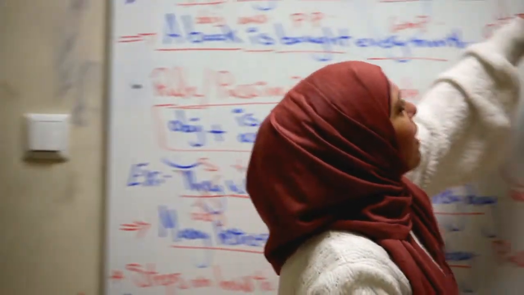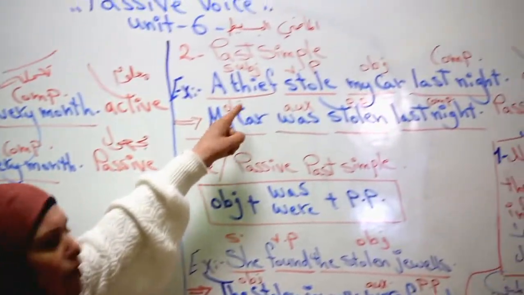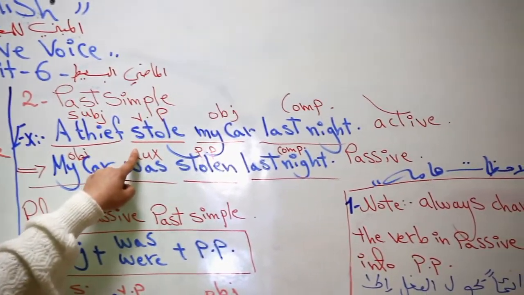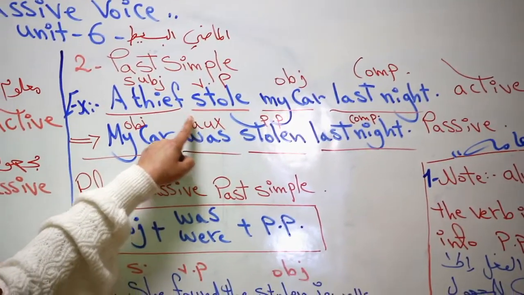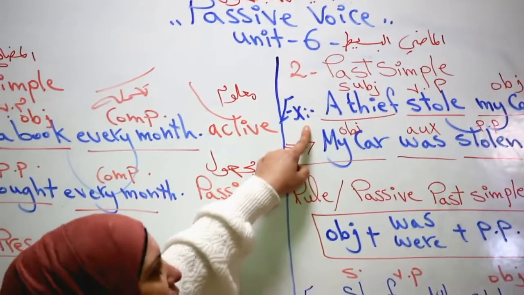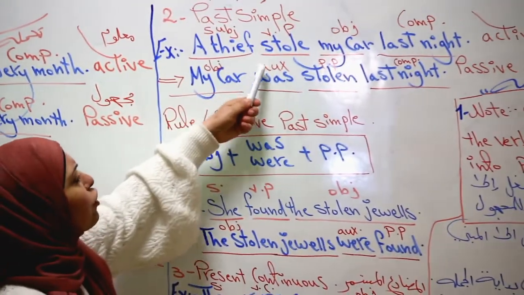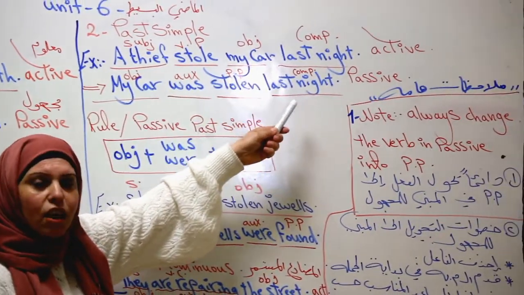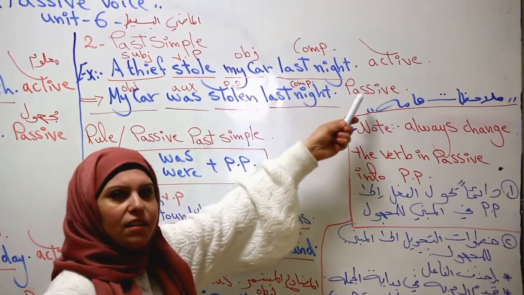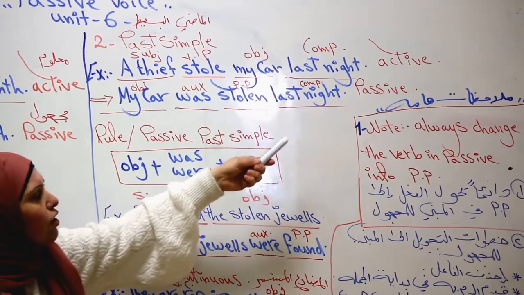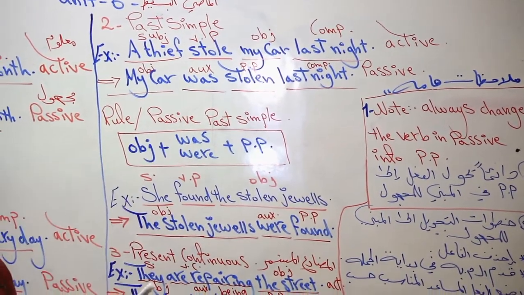نرجع على number 2 past simple اللي هو الماضي البسيط. كيف نستدل على انه هذا الماضي بسيط؟ من الفعل. Here I have stole سرق. So الجملة أيضا عندي active معلومة. A thief stole my car last night. تعتبر هاي الجملة active. I'm gonna change the active sentence into what? Into passive. هحولها إلى مبني للمجهول.